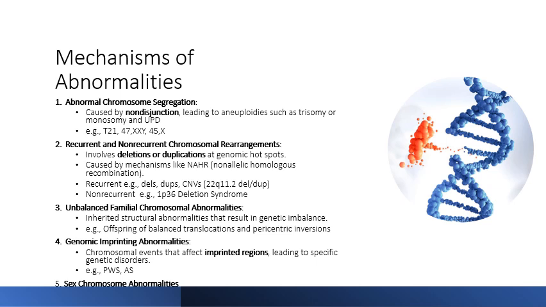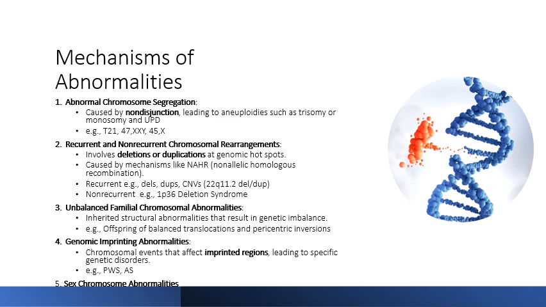So abnormal chromosome segregation often results from non-disjunction, causing aneuploidies such as trisomy 21, or monosomy such as 45X, as well as uniparental disomy, or UPD for short. Recurrent and non-recurrent chromosomal rearrangements occur due to genomic hotspots and mechanisms like non-allelic homologous recombination, leading to conditions such as deletions and duplications as well as CNVs, such as the 1p36 deletion syndrome.